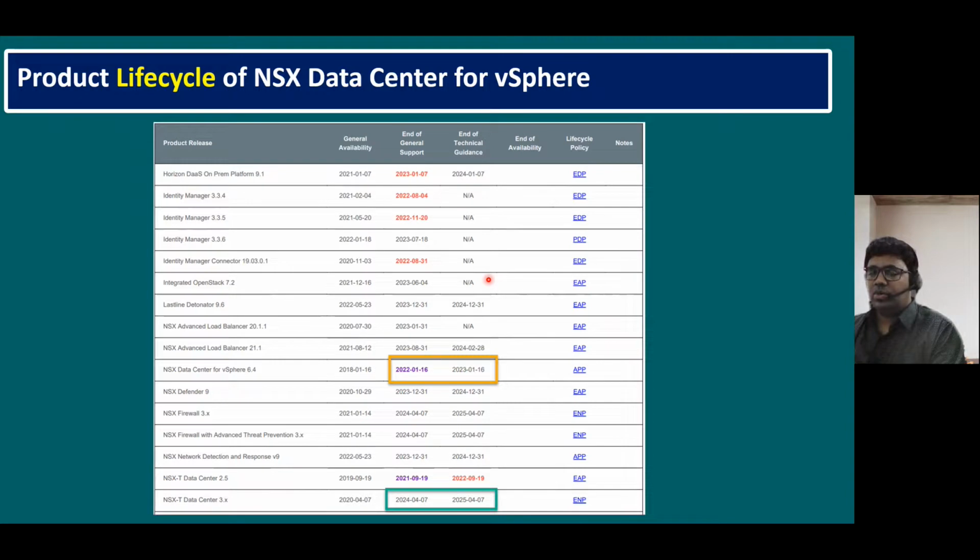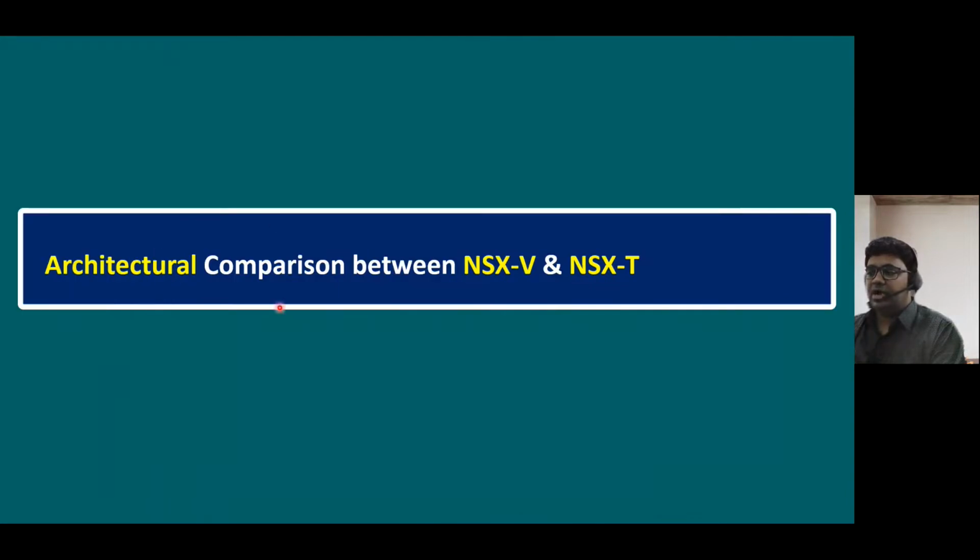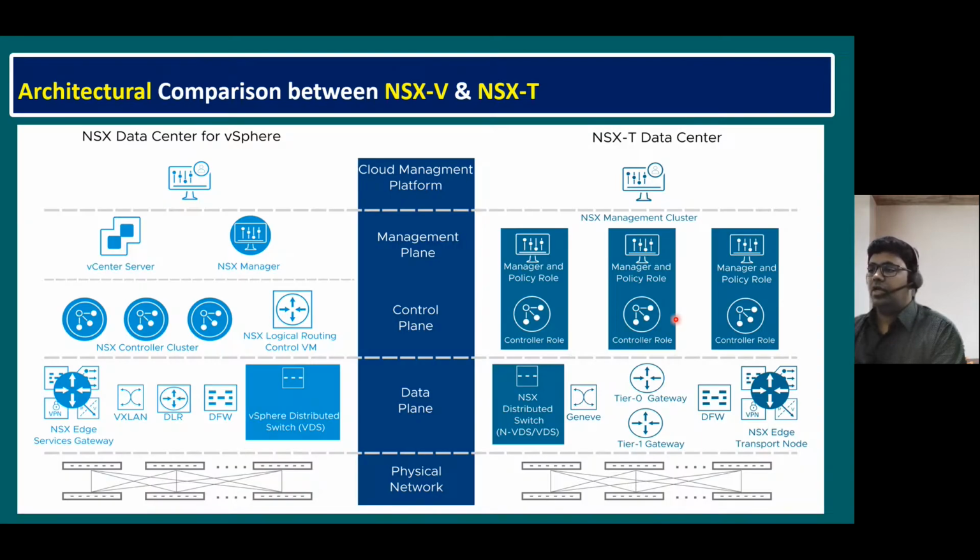Now let's talk about the architectural comparison between NSX-V and NSX-T. What is the difference between the NSX-V architecture and the NSX-T architecture? In the architectural comparison, the left side portion explains NSX-V, NSX Data Center for vSphere, and the right side diagram explains NSX-T Data Center. Let me explain the NSX-V architecture first, and then I will explain NSX-T Data Center.